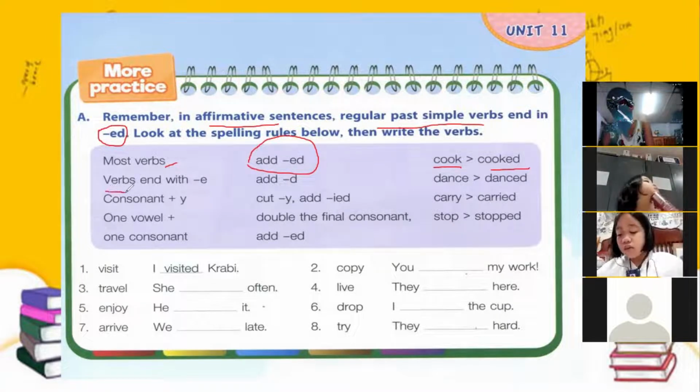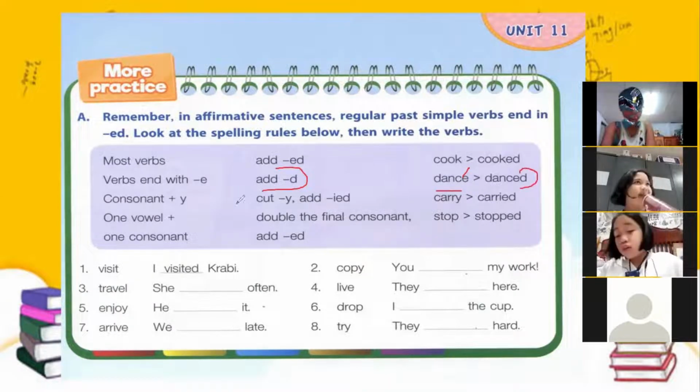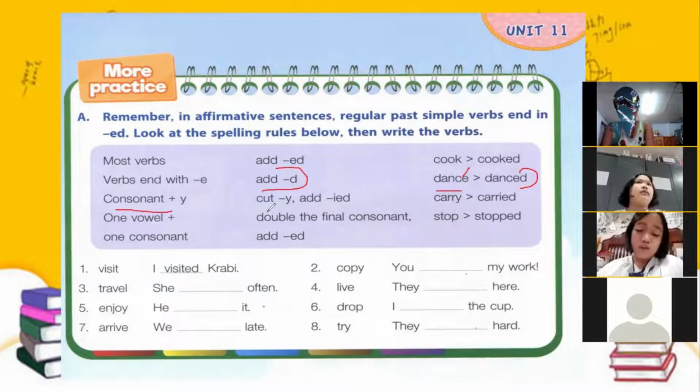And some of the verbs end with E. For example, some of the words have E at the end. So what we are going to do is add only D. For example, dance, D-A-N-C-E. Here you can see it ends with E. So we just add D. Okay, now another rule is for consonant plus Y. So if we have a consonant word and it ends with Y, they do have Y as well.